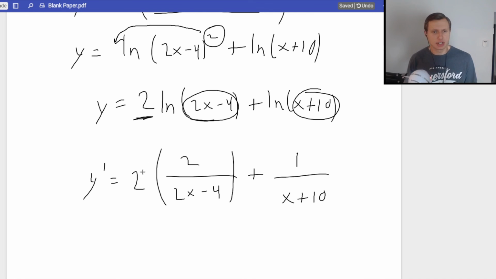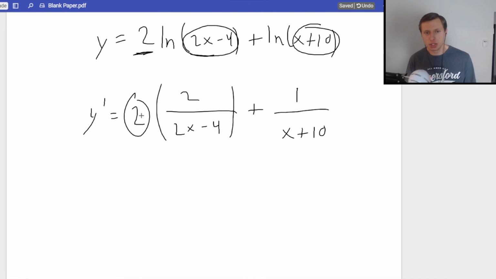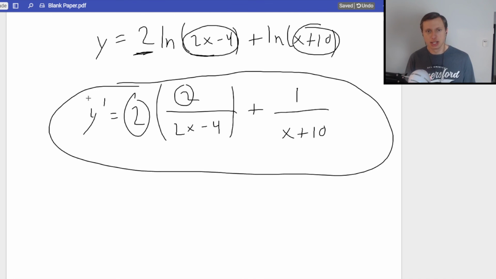This is our final answer. I mean, we can combine this 2 and this 2 for a 4 in the numerator, but this is fine. I'm okay with this. And I think your professor would be as well. Any questions on this one?